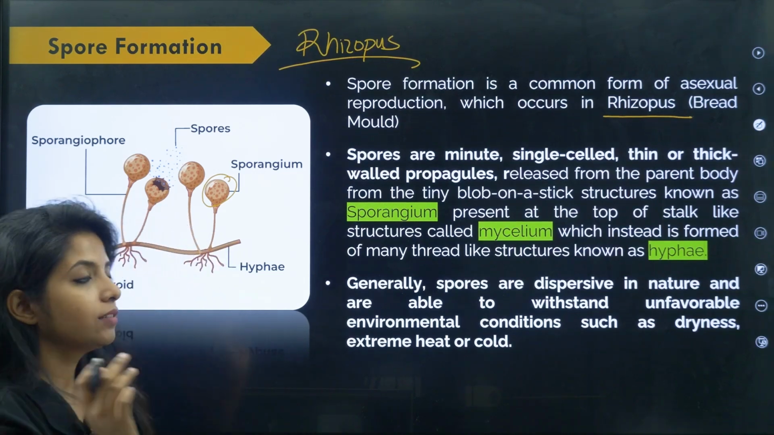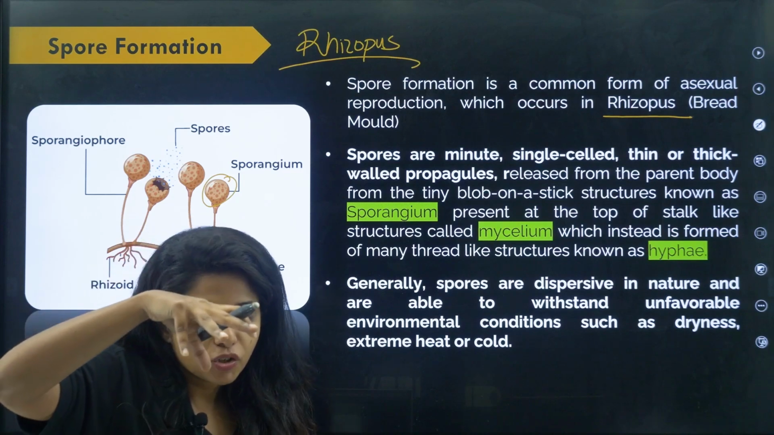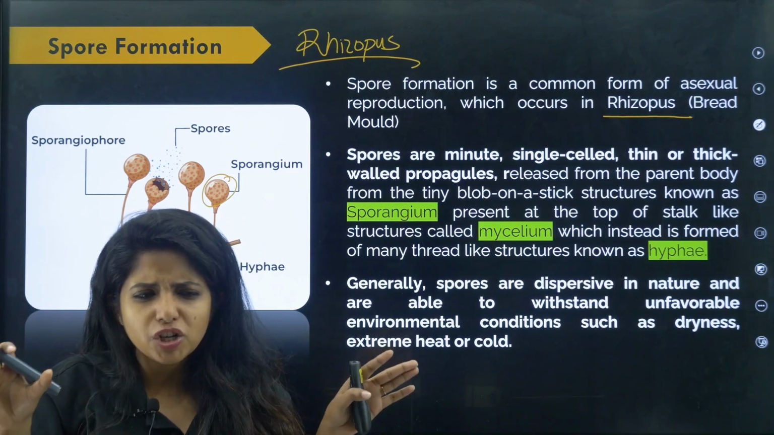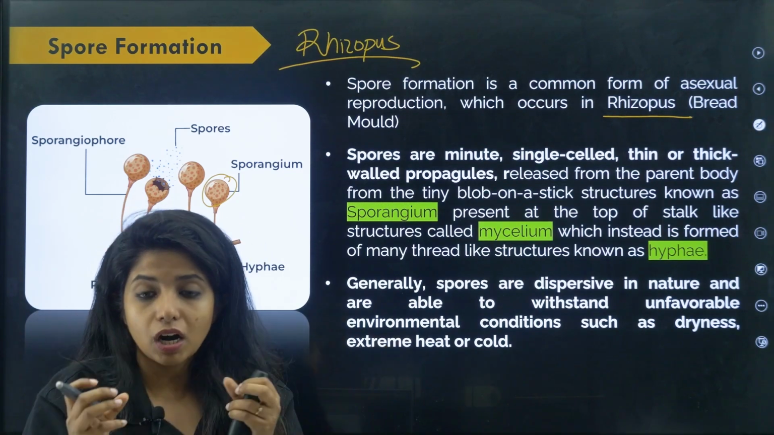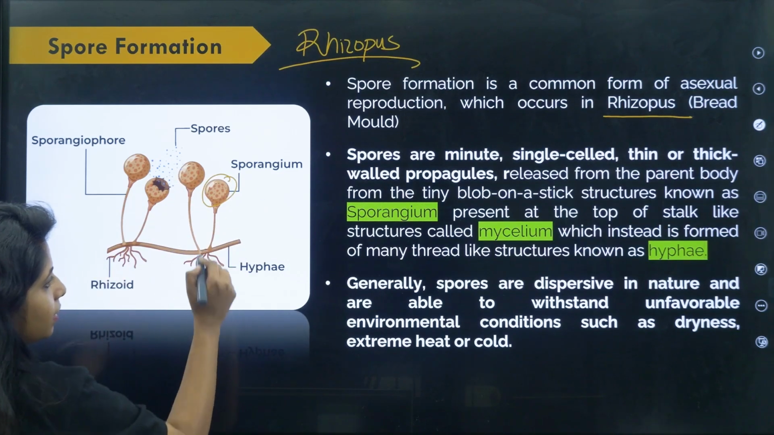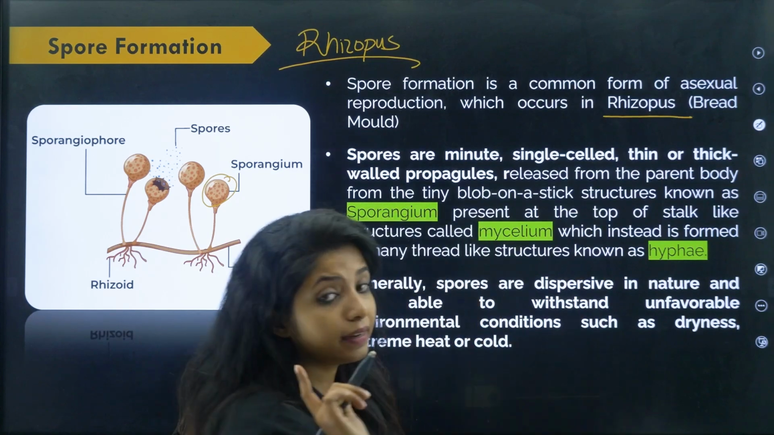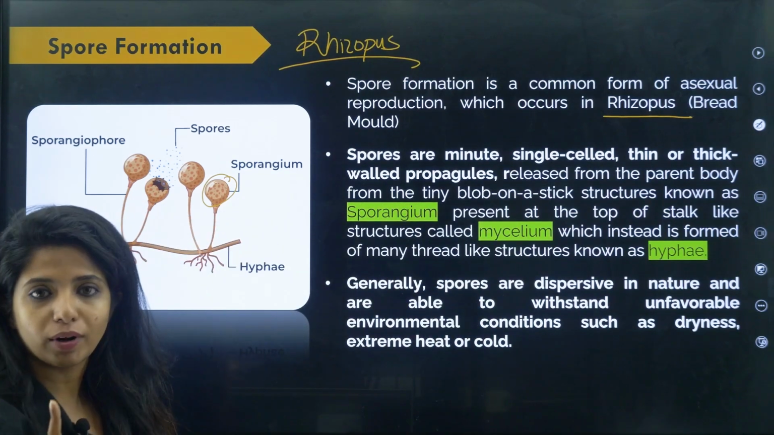So basically, this whole structure arises when one spore comes and sits on the bread. Now, in this moist area, they will start forming the whole thing like this. Now I will explain the different parts. You have to remember the labelings. It has come in the exam before as well.